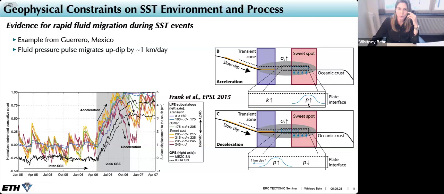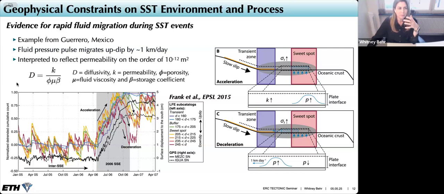But then as the slow slip event propagates, the fluid pressure is interpreted to progressively drop, first at the deepest levels and then gradually towards shallower levels. So there's this kind of migration of a fluid pressure pulse from the sweet spot back to the transient zone. And the rate of that migration is about 1 kilometer per day.